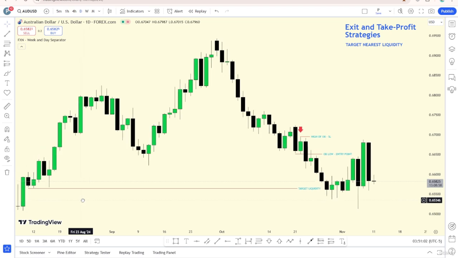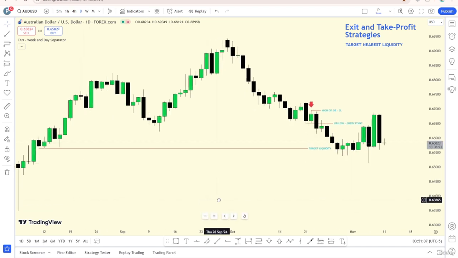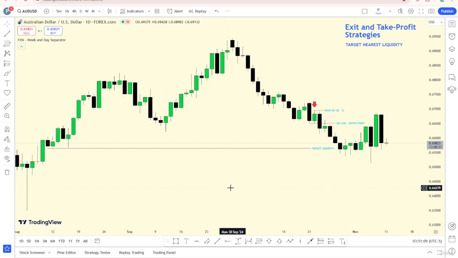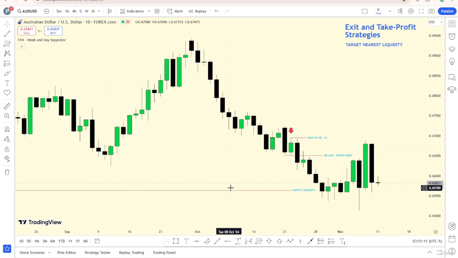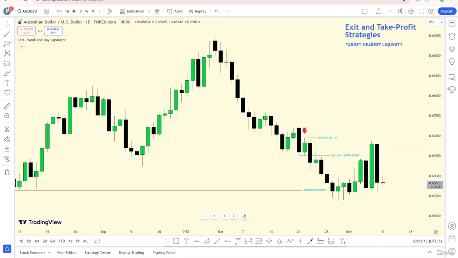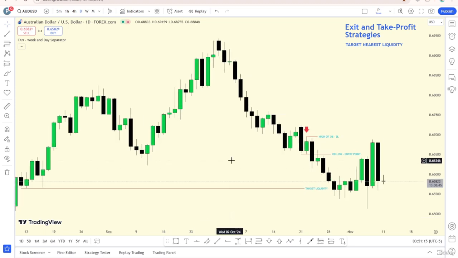So basically you don't want to over target. You just want to use the nearest liquidity that the market is giving you at the time you're entering as objectives, so that you can exit your positions and make sure that you're getting actually those exit points more frequently, in terms of when you enter, they're most likely to be hit.